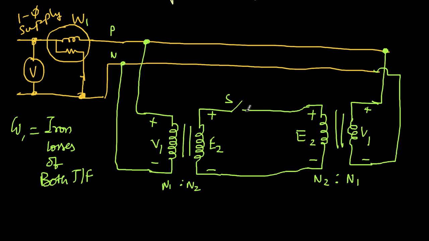Now, if I close this switch, then what happens? Will the W1 value change? If you notice, these two are exactly equal voltages and they are just connecting to each other. So this E2 is opposing the other E2, and this E2 is opposing the other E2. So even if I close this switch, there won't be any current flowing. Still I will be equal to 0 and W1 will read the iron losses of both the transformers. So far so good. You have realized that these two voltages are opposing each other.